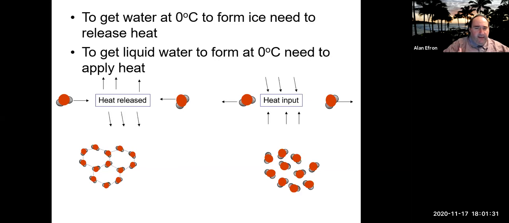Now, to get water at 0 degrees to form ice, we need to release energy, and that is going to be exothermic. And when we need to melt it, we need to put energy in. That's going to be endothermic. This also explains one of the weird things for water, which is the density of solid water, or ice, is less dense than liquid water here.